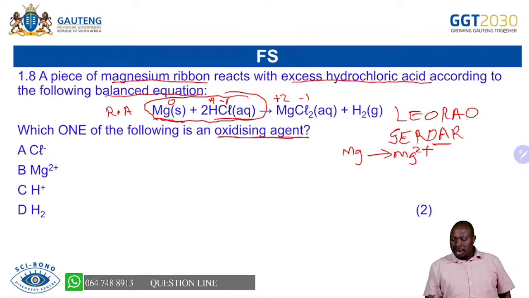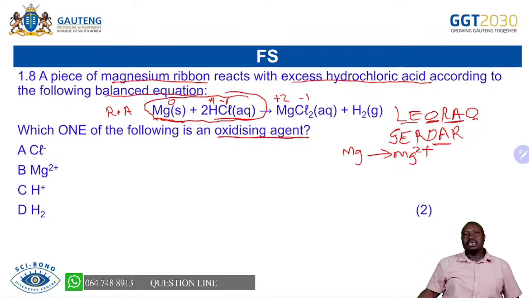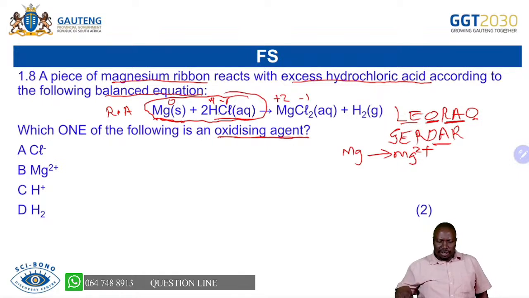So you can see that magnesium has lost electrons. It has undergone the reaction called oxidation, which means magnesium is our reducing agent because it is oxidized. Oxidized simply means that its oxidation number has increased. So you can see that magnesium in this case is a stronger reducing agent, which means now between hydrogen and chlorine, we're going to look for our stronger oxidizing agent.